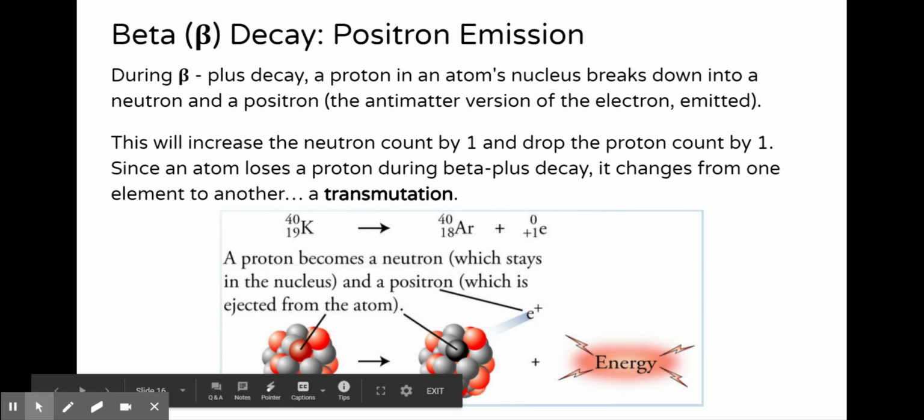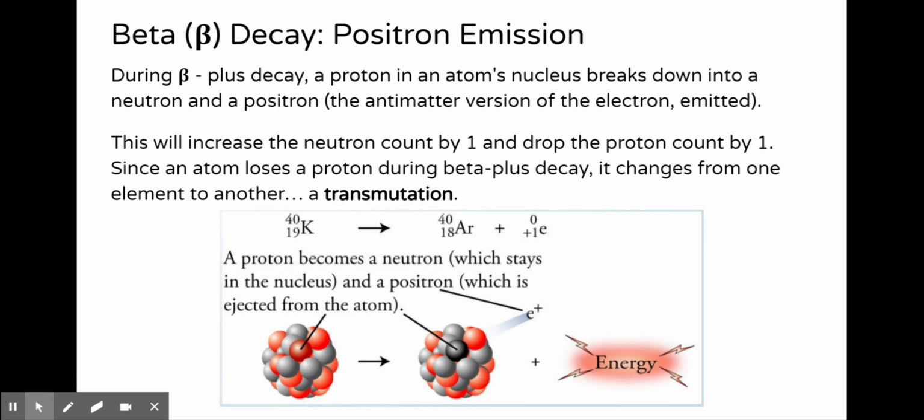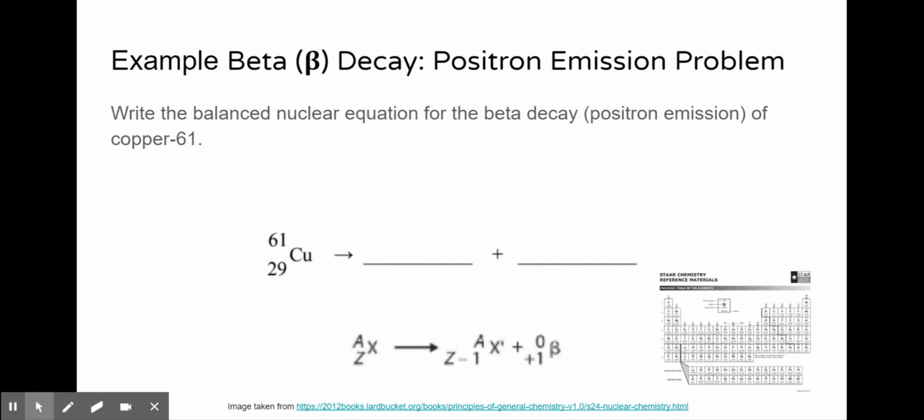The next type of beta decay is beta plus decay. So now we're going to deal with that antimatter version of the electron, the positron. A proton in the atom's nucleus breaks down into a neutron and a positron. This will increase the neutron count by 1 and drop the proton count by 1. Since an atom loses a proton during beta plus decay, it changes from one element to another, a transmutation. So let's do a practice problem. Write the balanced nuclear equation for the beta decay, positron emission, of copper-61.